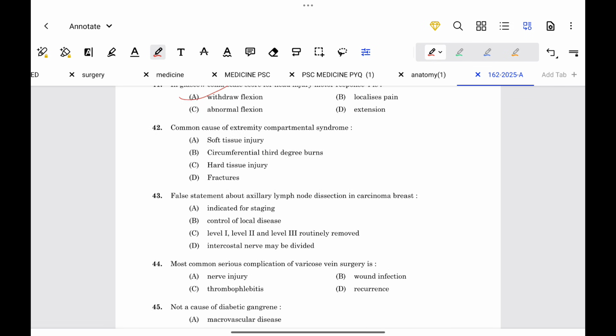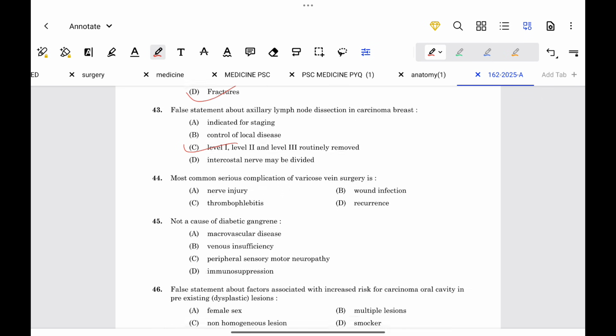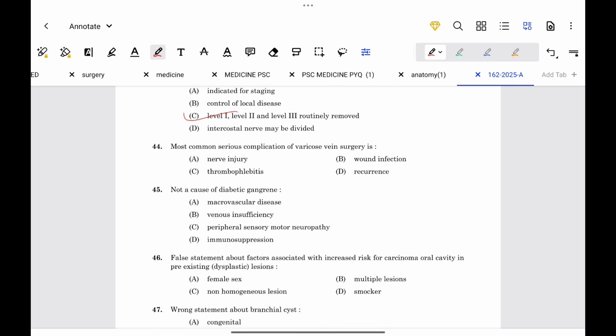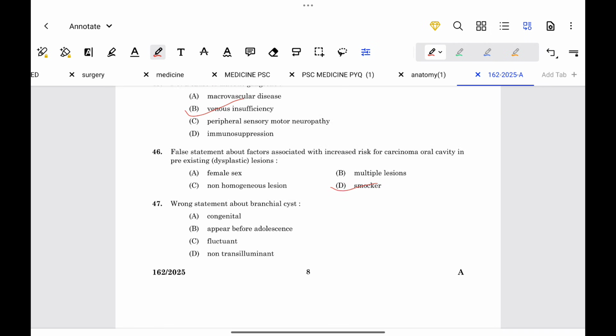Common cause of extremity compartment syndrome is fractures. False statement about axillary lymph node dissection in carcinoma breast: level 1, 2 and 3 routinely removed. So this is the false statement. Next, most common serious complication of varicose vein surgery is nerve injury. Not a cause of diabetic gangrene is venous insufficiency. False statement about factors associated with increased risk for carcinoma oral cavity in pre-existing lesion is smoker. Wrong statement about branchial cyst is it appears before adolescence.